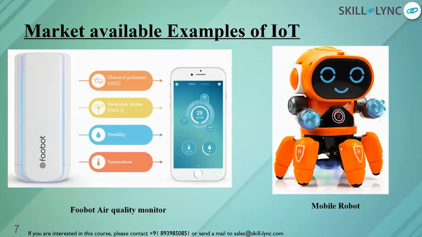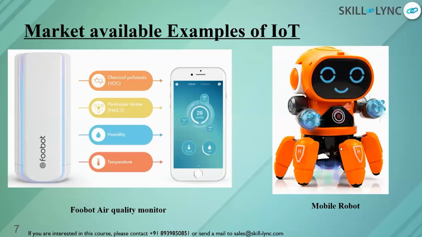It often gives accurate results, which is what made this particular Foobot air quality monitor very reliable. The top feature is that it keeps temperature and humidity in check, meaning continuous monitoring is done. And this helps to increase the lifespan of the users. Why? Because it tells you about chemical pollutants, what particles are present in your environment, and what the humidity and temperature are. If it is not normal, it is going to alert you, so that it gives a good experience for the users.